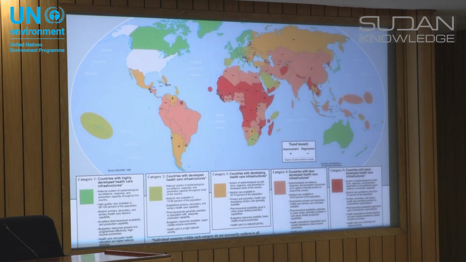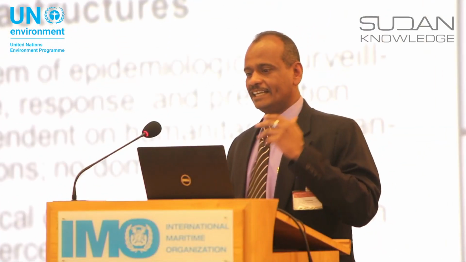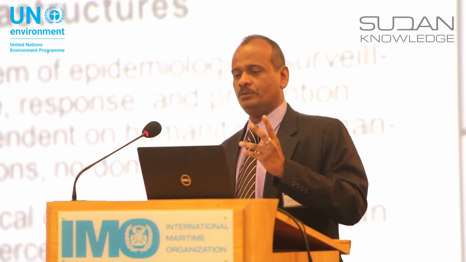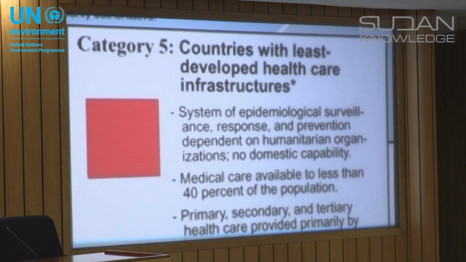Currently, we fall within category 5 of countries with the least developed healthcare infrastructure. That's basically systems where medical care is available to less than 40% of the population. And I'm not talking about places outside the capitals. No, even within the capital there's not that much, and the services that are available are extremely poor.